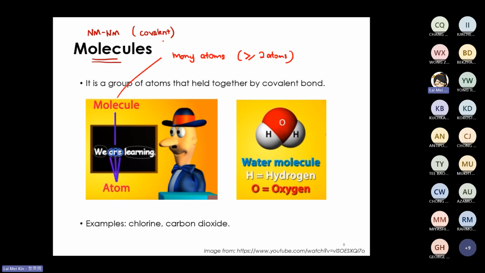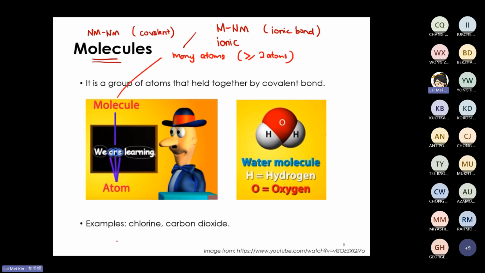Okay, other than molecules, what else you have? What other compounds you have? Ionic compound. So ionic compound is made up of metal and non-metal, so they form what bond? Ionic bond. It looks very simple, but trust me, when you go to chapter 4, a lot of students suddenly lost all their memories. They don't know what is molecule, they don't know what is ionic compound.